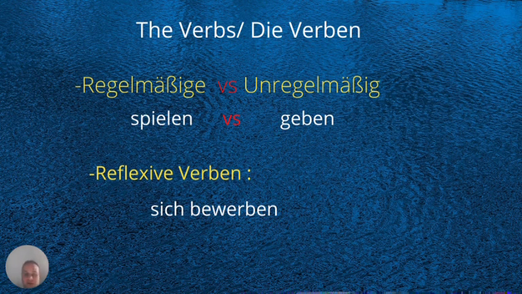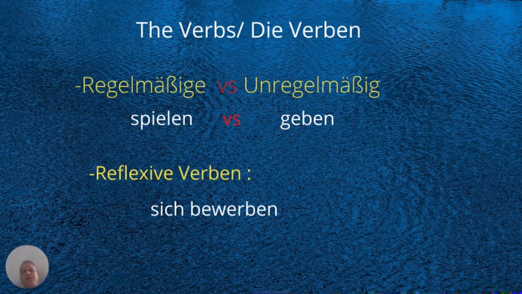So "geben" is irregular, because if we conjugate it in the present, we have to change the original verb or the stem of the verb here. Ich gebe, du gibst. Instead of an e, we put an i. Okay, that's all.